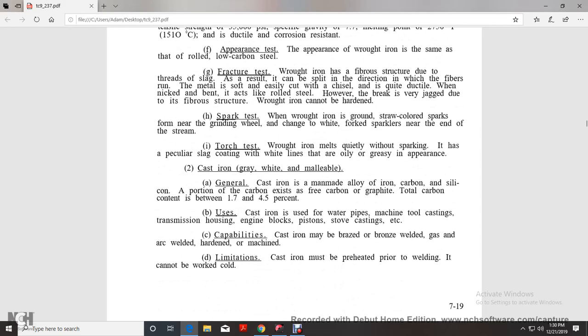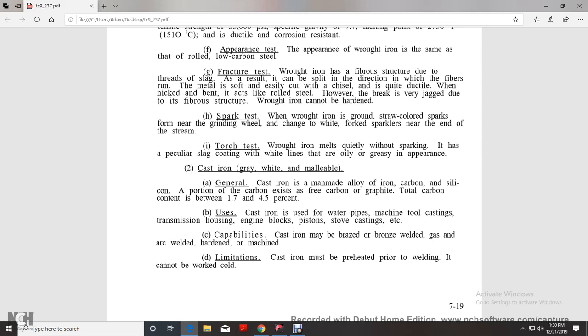Spark test: when wrought iron is ground, straw-colored sparks from the grinding wheel change to white and forked sparklers near the end of the stream. The torch test: wrought iron melts quickly without sparking, but the holes of the particular slag coating show white lines and an oily, greasy appearance.